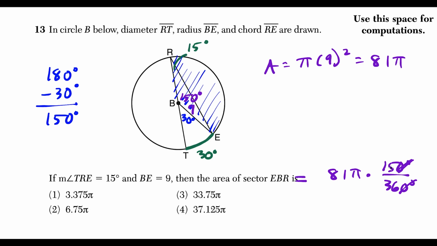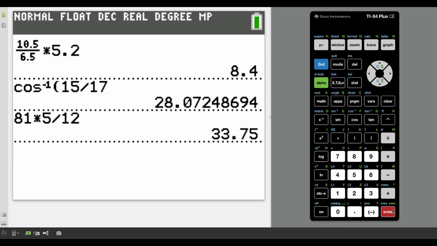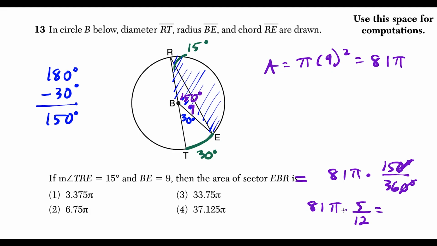And here, we could divide the top and bottom by 3. So this is going to give us 81 pi times, if we divide the top and bottom by 3, 5 over 12. And now all we have to do is reduce this. So we're just going to multiply 81 times 5 over 12 and reduce. So let's go ahead and do that. 81 times 5 over 12. And this is going to work out to 33.75. So the 33.75, just be mindful there's a pi attached. So we have 33.75 times pi. And this is going to correspond to choice 3.